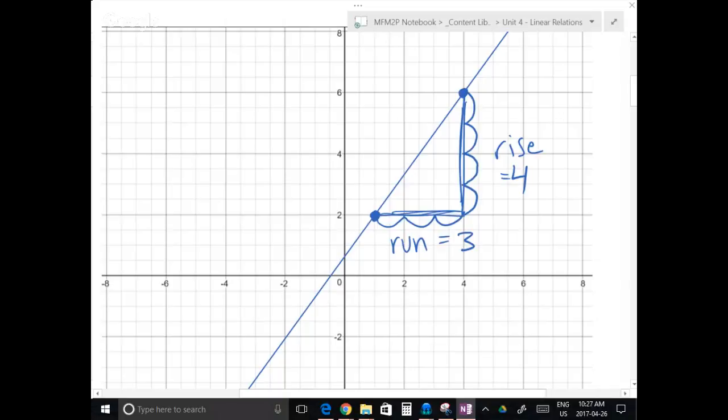By the way, if you had just counted the line, each individual grid, you'd get 8 over 6, and that works too. So if you counted this and got 8 over 6, that's fine. That works.